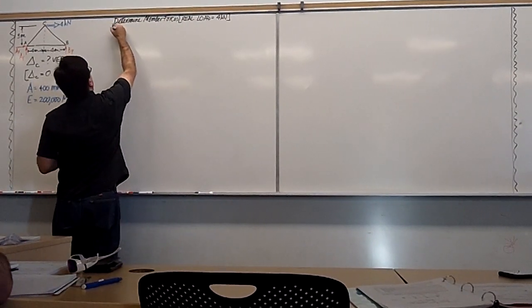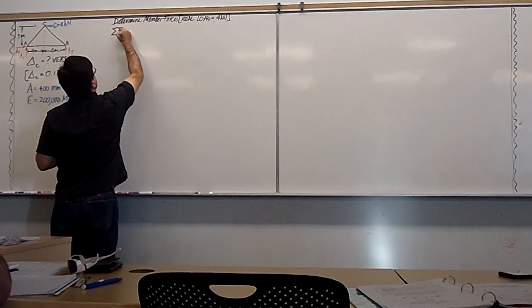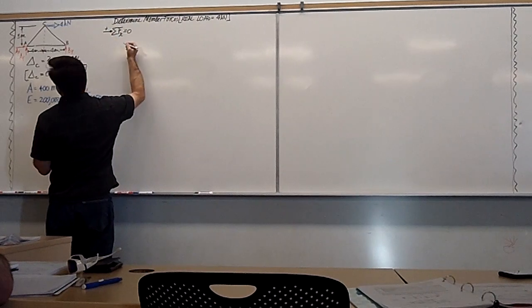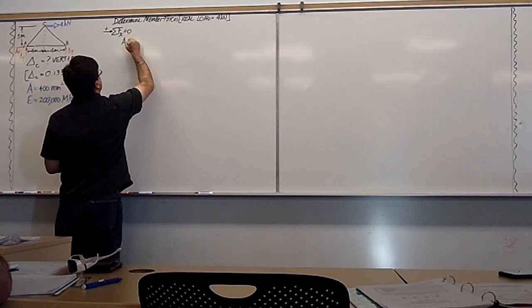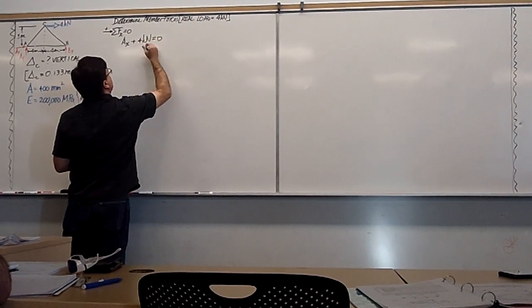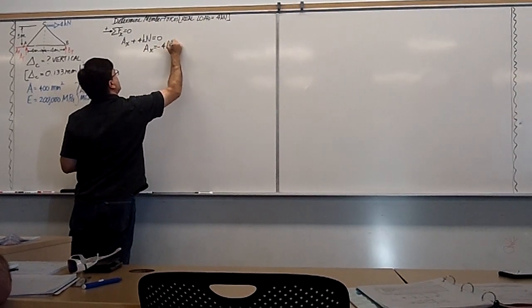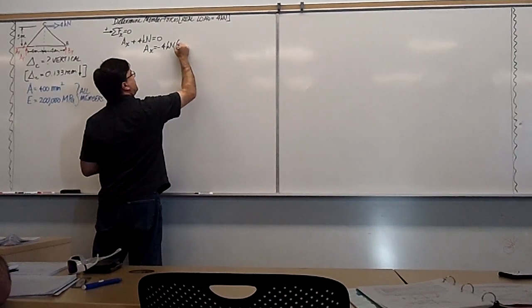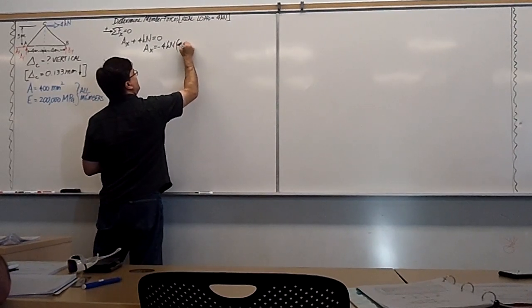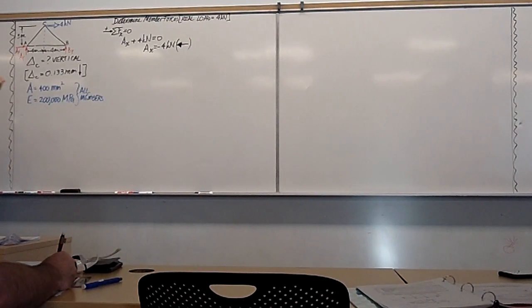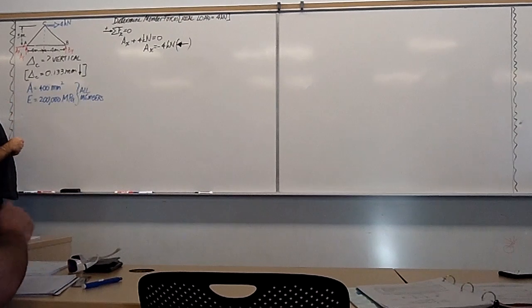Now, I'm going to write it out fully, but we're at a point where this is the kind of thing that you could write down already, and I would accept. So in this case, we have AX plus 4 kilonewtons equals 0, which gives us AX equals minus 4 kilonewtons. So which way is AX going? It's going this way, right? Because we assumed that way. So if it's negative, it's going the other way. Okay.